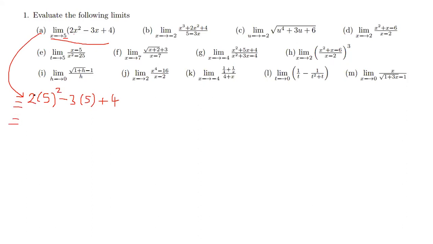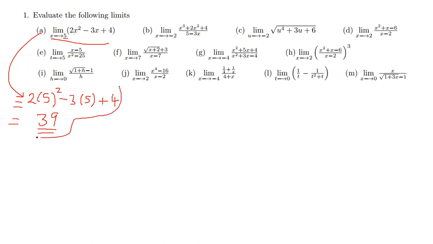So when you evaluate this, you're going to find 5 to the power 2, that's 25, times 2, that's 50. 50 minus 15 there, you get 35. 35 plus 4, that's 39. So the first part there, the solution is 39. Where there is x here, just replace with 5 and then find the answer.